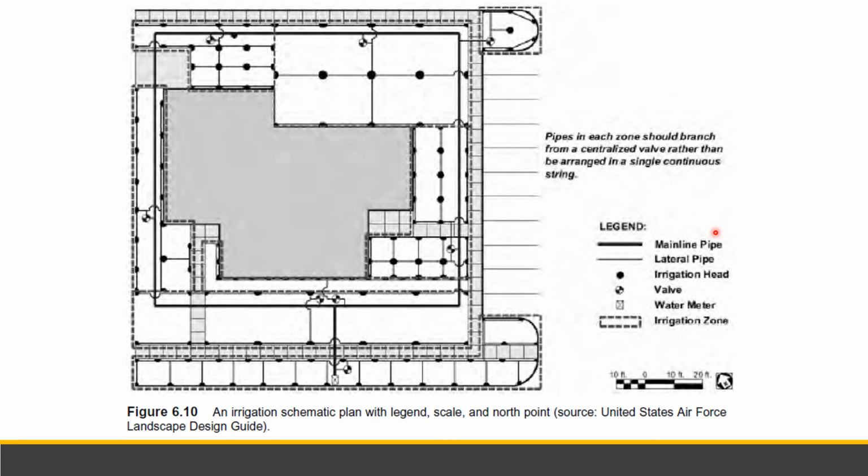So these are the legends. This is the mainline pipes, so this is the main line, and it surrounds the building. This is the lateral pipe, irrigation head, valve, water meter, and irrigation zone. This is from a United States Air Force landscape design guide.